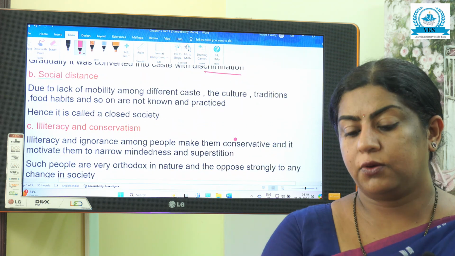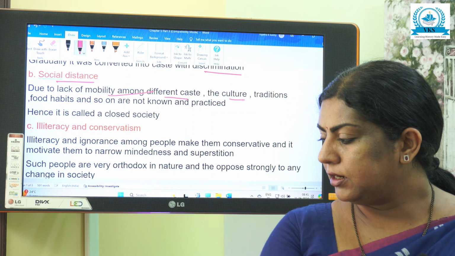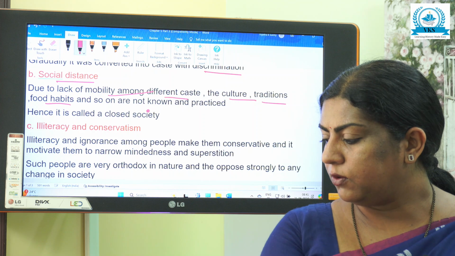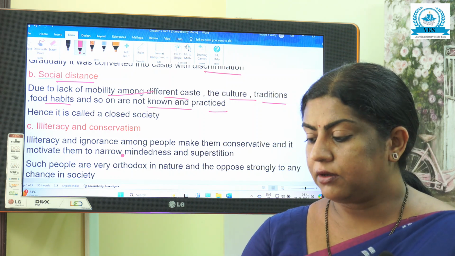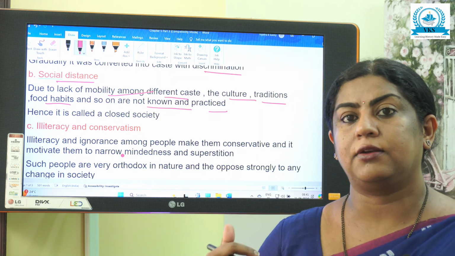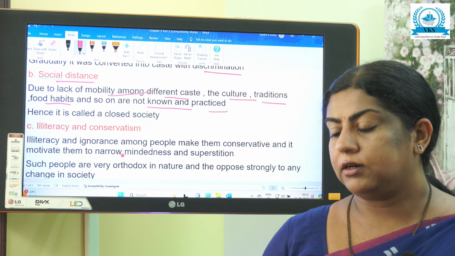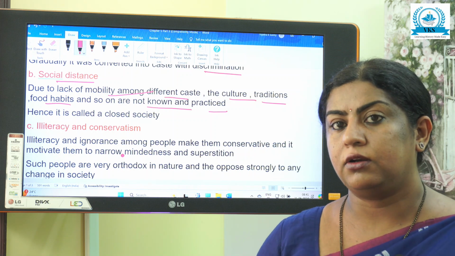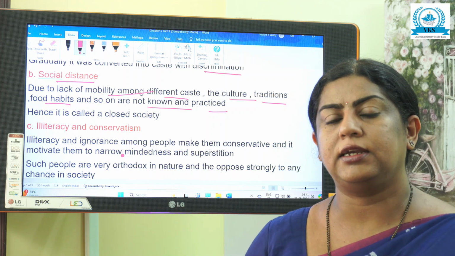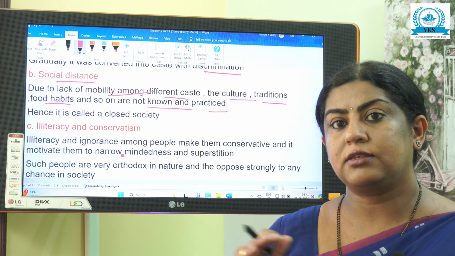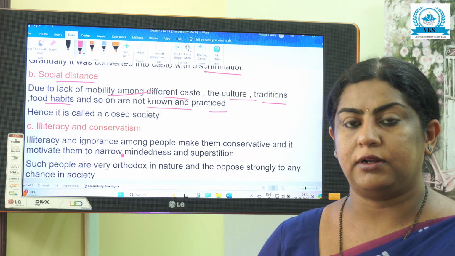The second cause is social distance. Due to lack of mobility among different castes, the culture, tradition, food habits and so on are not known and practiced by each other. Hence, it is a closed society. It is not an open society, it is a closed society. So this social distancing also increases caste-based inequality.